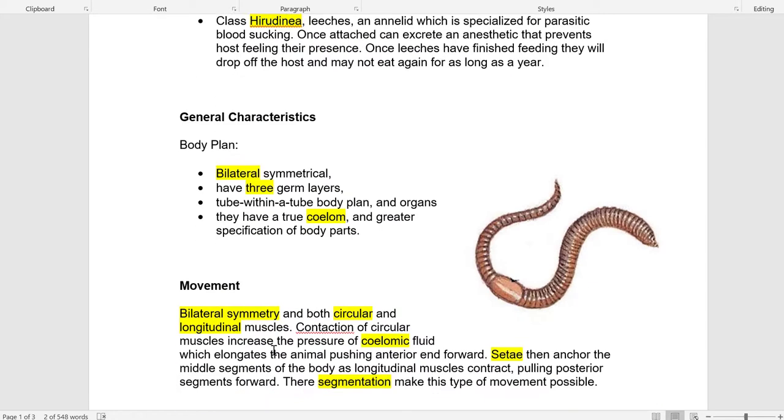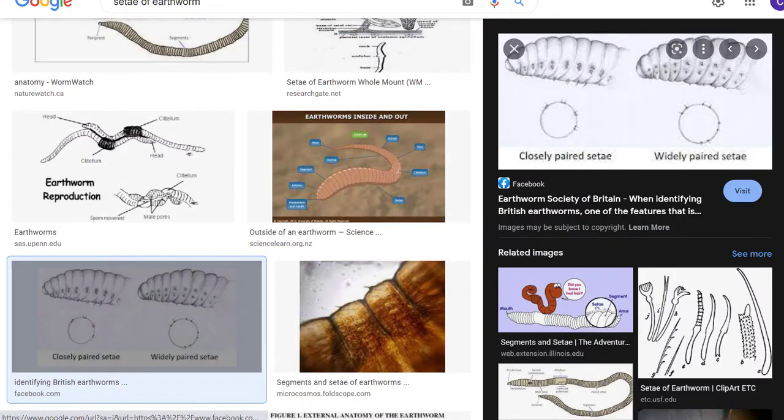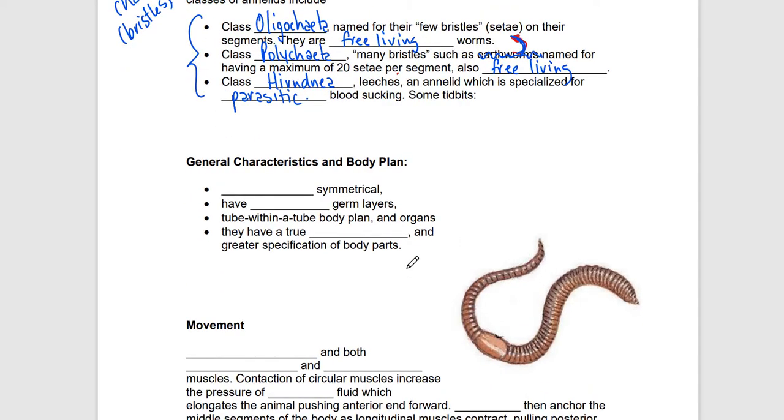So, general characteristics. They are bilaterally symmetrical. I think I have the wrong sheet here. There we go. They are bilaterally symmetrical, like all worms. They have 3 germ layers. This is the first group that we're going to see with all three germ layers. They have the tube within a tube body plan, so they've got organs. They have a true coelom. This is the first invertebrate that we've seen with that body cavity.